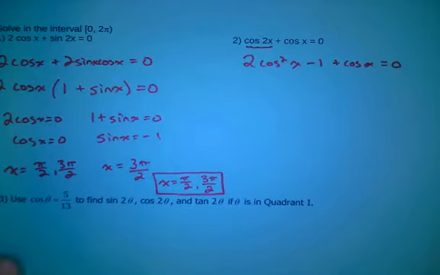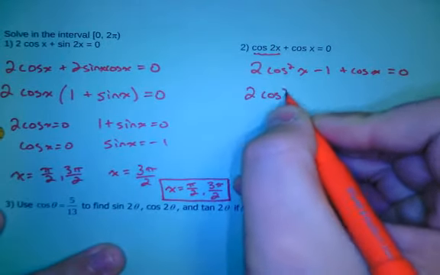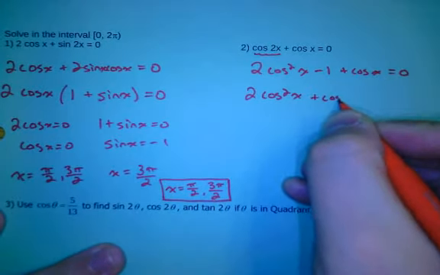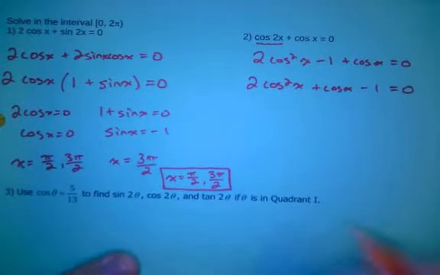The one on the square. Let's rearrange it so it becomes a function that we can be a little bit more familiar with. So it's going to be 2 cosine squared x plus cosine x minus 1. You've got to factor it!